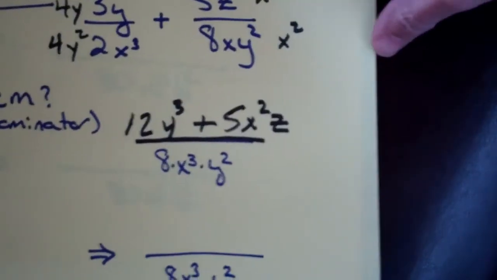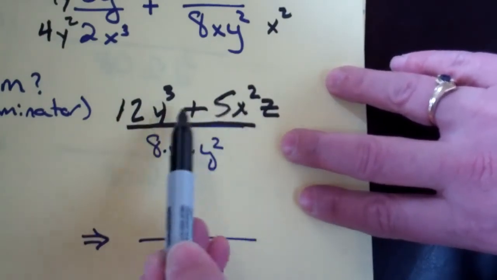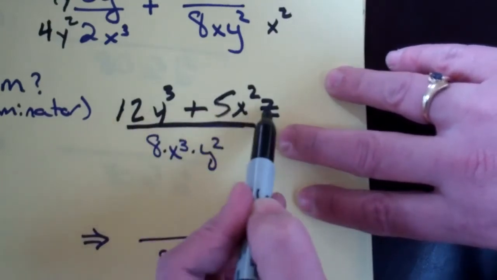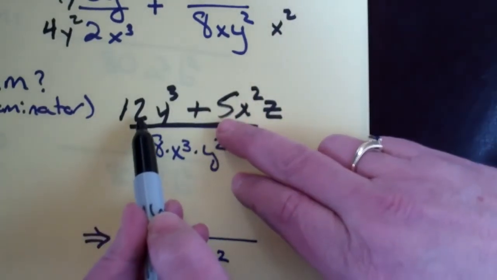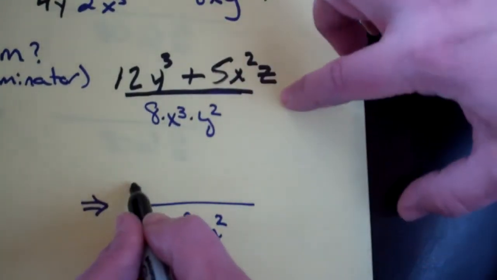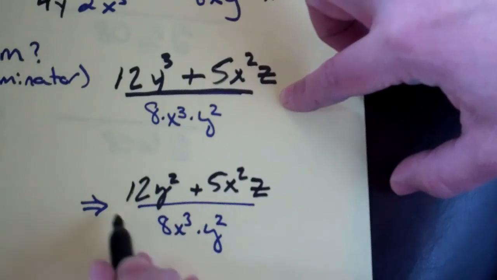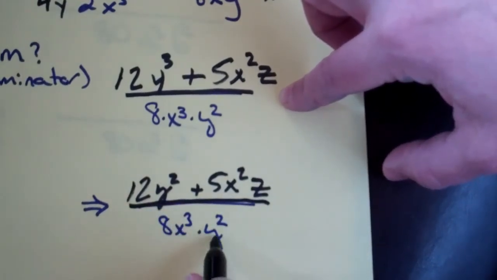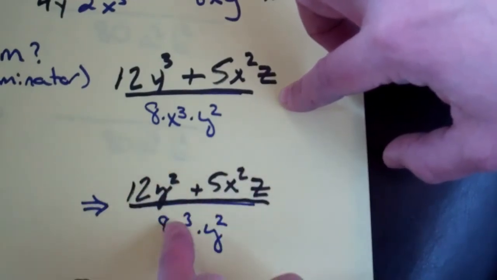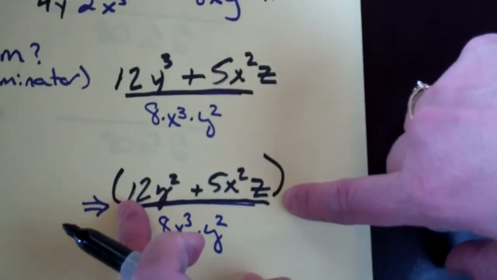The last thing we need to do, and it's really an important step, is you take a minute to think about, after doing all of this manipulation, is there something that maybe would factor out of this? No, there's nothing common between the 12 and the 5, y's, x's, and z's, so I am finished. I have a 12y squared plus 5x squared z all over the common denominator of 8x cubed y squared. Remember that these are terms in the numerator and they have no right to reduce with anything in the denominator. Technically, there's parentheses locking them in together up in the top.